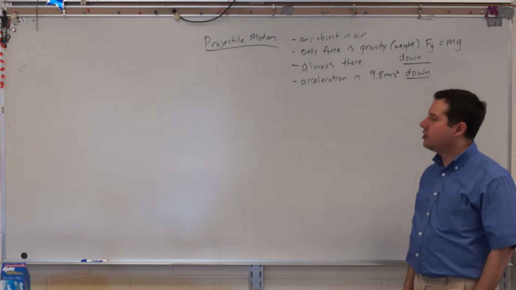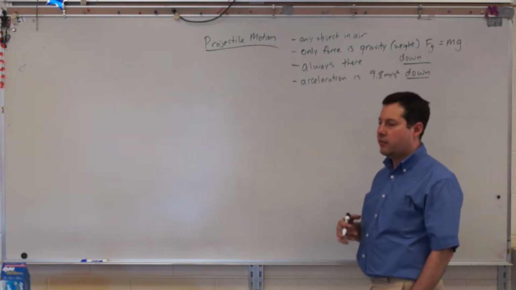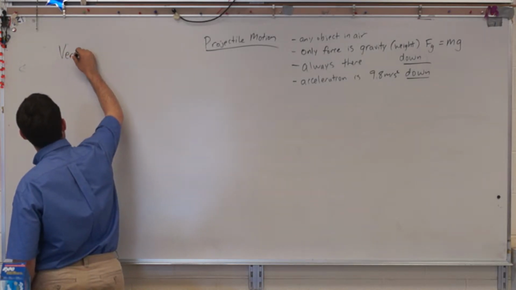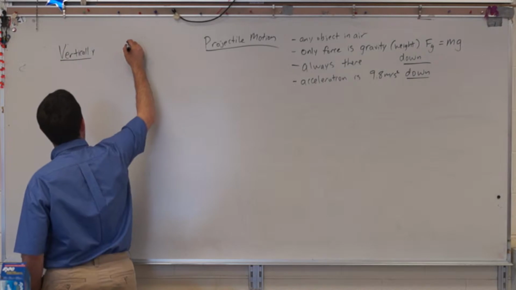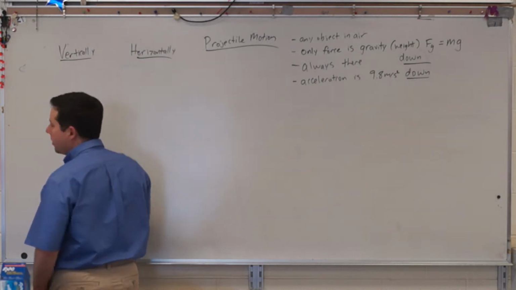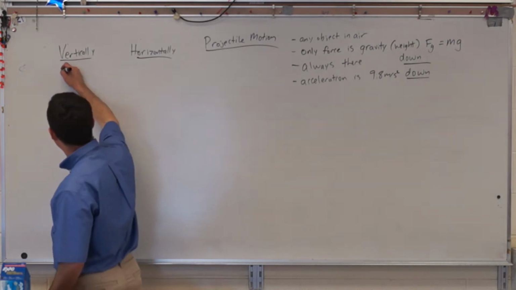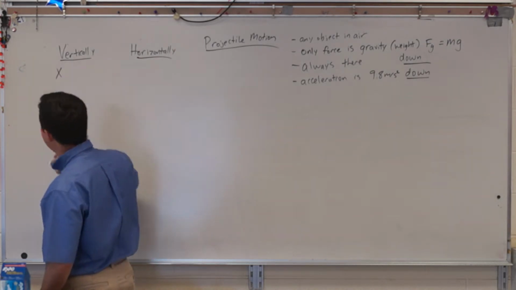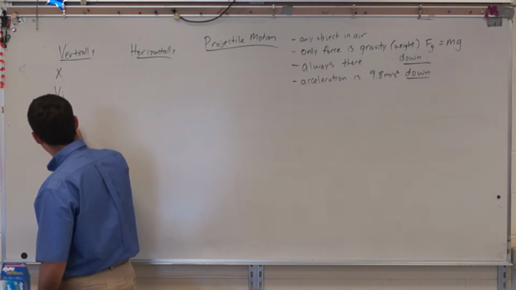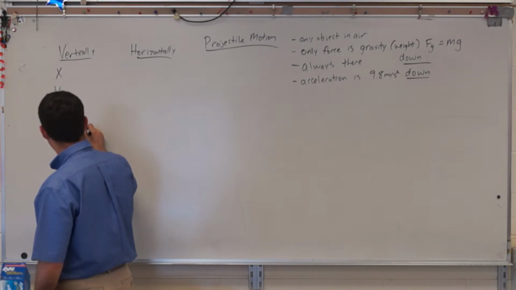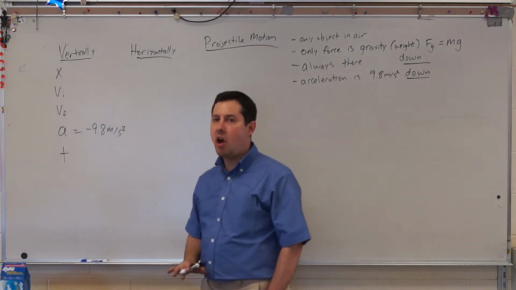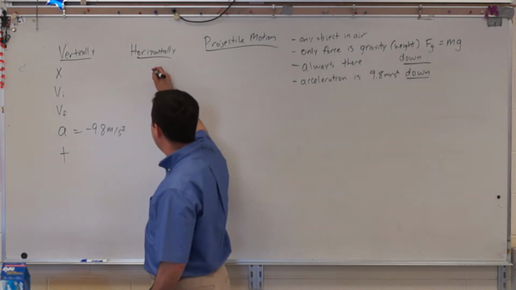But as I said, you have to treat vertically and horizontally the forces a little bit differently. So let's think about this vertically and horizontally. You don't always need to make these tables, but it never hurts. You could have a vertical distance. I'm going to call that distance x. You can have an initial speed, you can have a final speed, you can have an acceleration, and you can have a time. And we know that the acceleration is always negative 9.8 meters per second squared. That's always the case for any projectile object.